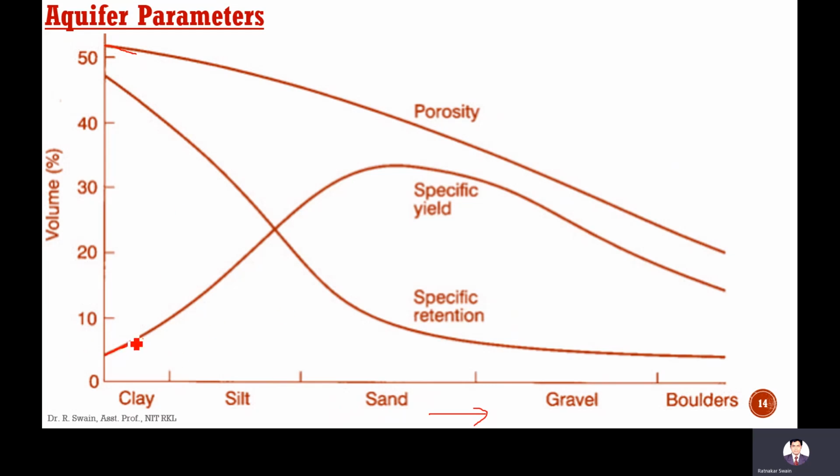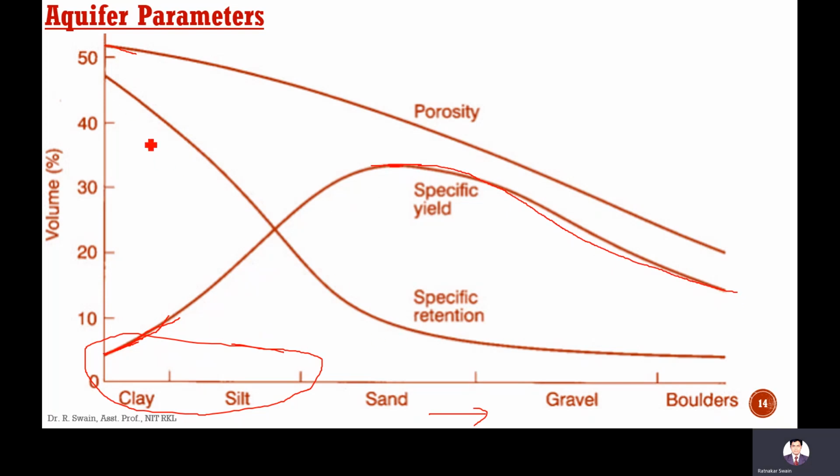And specific yield, initially for the clay and silt particles, is very less. It means if particle size is less, then less quantity we can extract, more quantity can be retained, maximum quantity you can say that it can be retained. So for the clay and silt particles, the yield is less, gradually it increases, and for the sand it is maximum. For sand it is maximum, and again after that for gravel and boulders it decreases gradually.